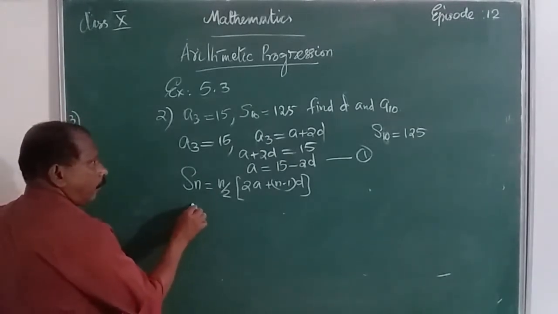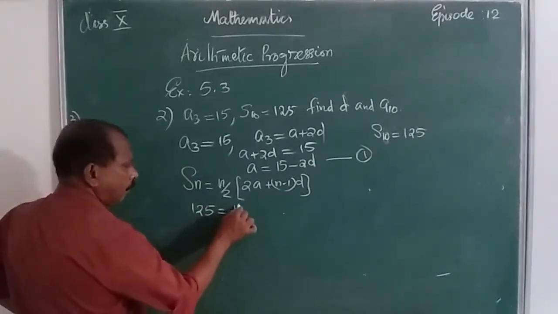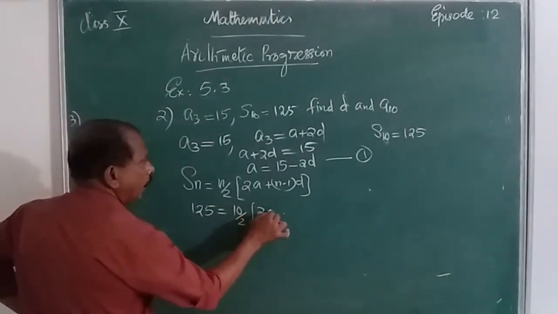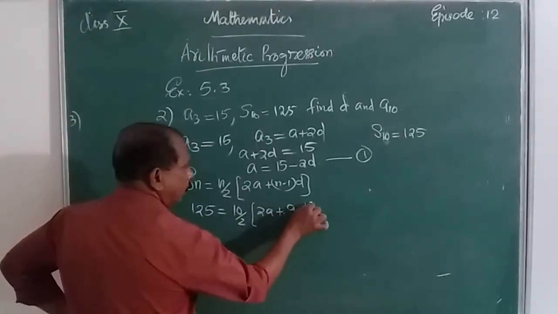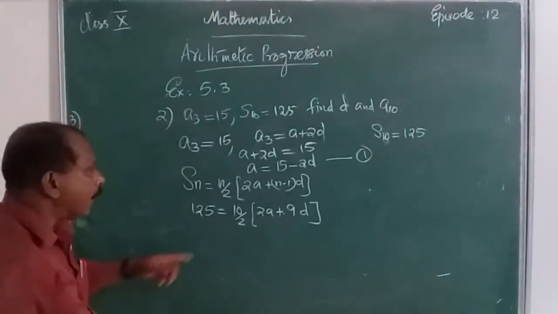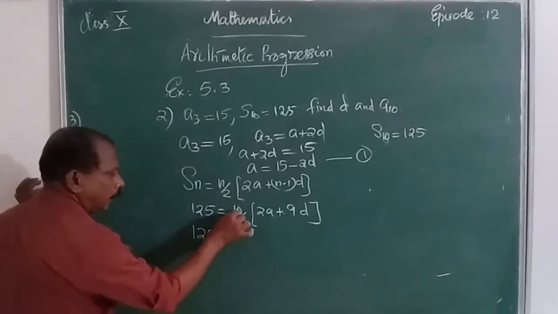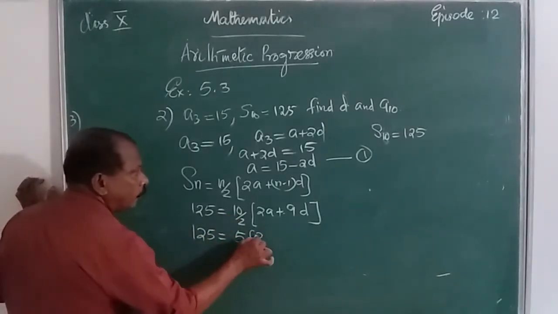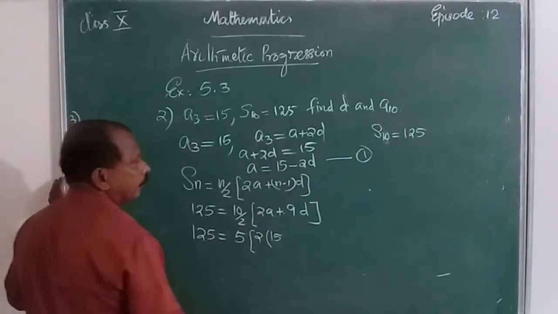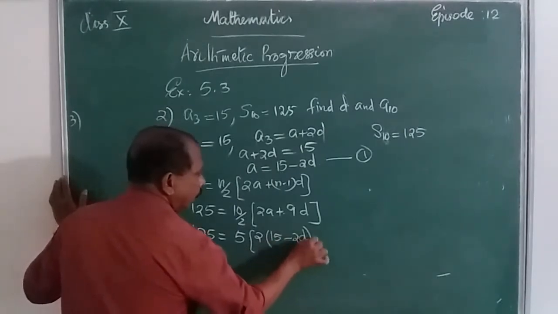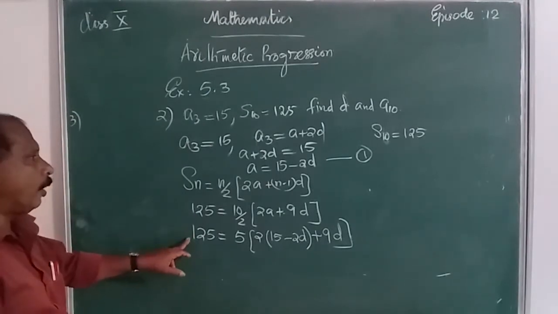Therefore, 125 is equal to, what is n? 10. 10 by 2 into (2a plus (10 minus 1) 9d). What is a? 15 minus 2d. That is 125 is equal to 10 by 2, that is 5 into 2 into, substitute this value, 15 minus 2d, plus 9d. Okay.